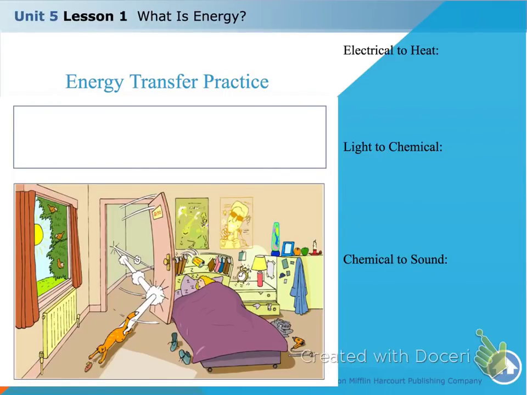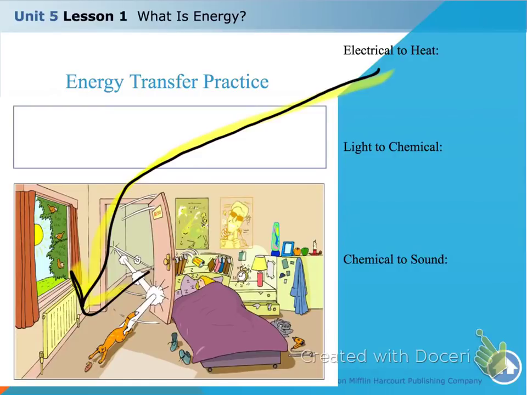So this is the last slide where you guys are expected to give me an example of heat transfers or electrical transfers or chemical to sound transfers that you see happening in this picture. There are tons of examples, but specifically I'll try to give you the easiest ones. The first one you have to do is electrical to heat. So something has to be plugged in, and then it causes something to either be warm or cold. A good example of that is right here, the heater, right? Because your heater or radiator has to be plugged in to produce heat.